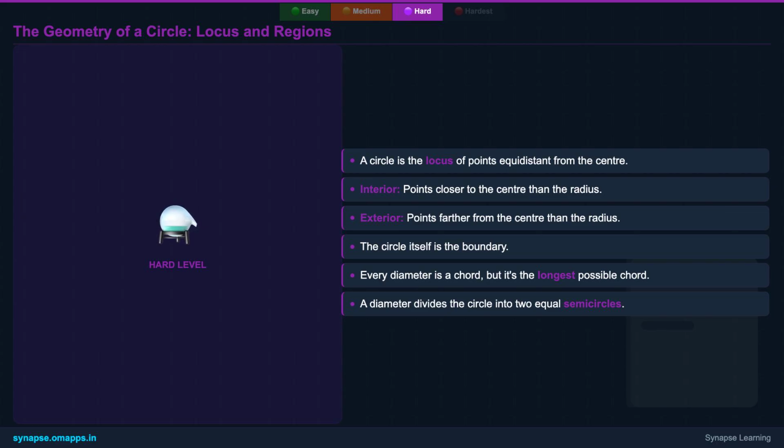diameters, and arcs. Remember, while every diameter is a chord, it's special, it's the longest one, dividing the circle into two equal semicircles. The length of an arc directly depends on the angle it sweeps at the center.